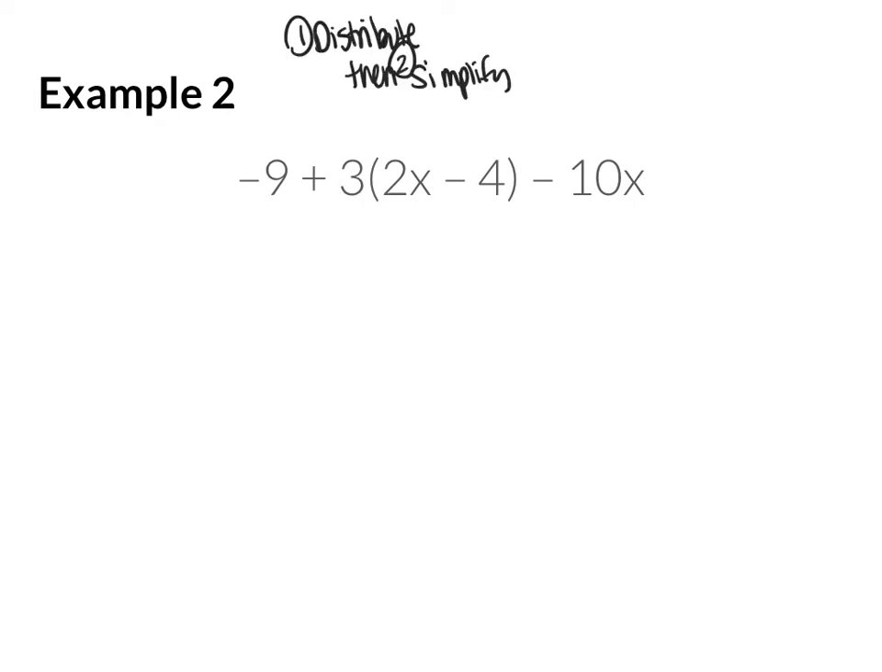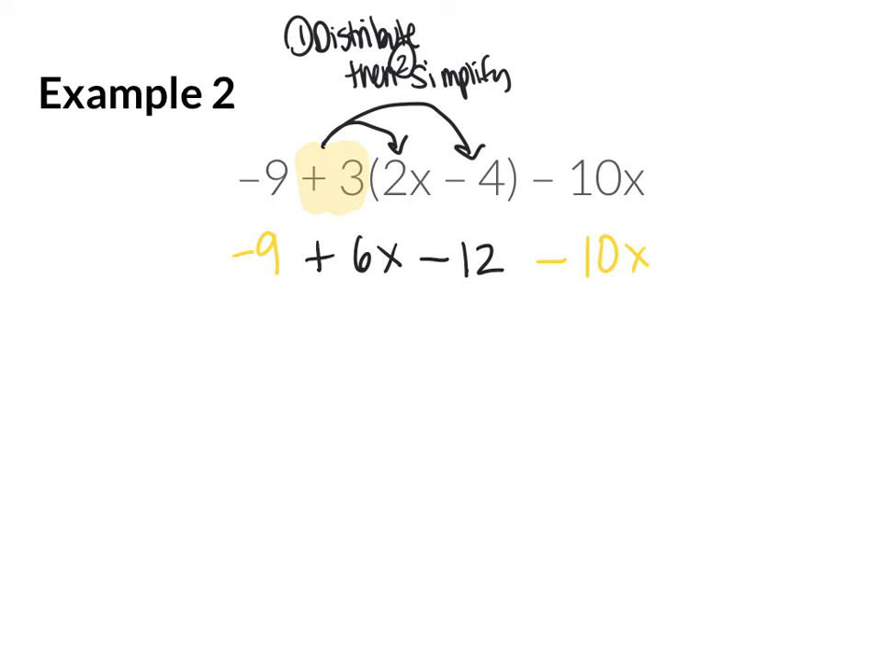I start with a number that gets distributed. Remember, we distribute the whole number, including the sign that's in front of it. The -9 is not being used, and the minus 10x is not being used. But when I distribute that positive 3 times 2x, that gives me positive 6x. And then I have positive 3 times a negative 4 gives me negative 12.